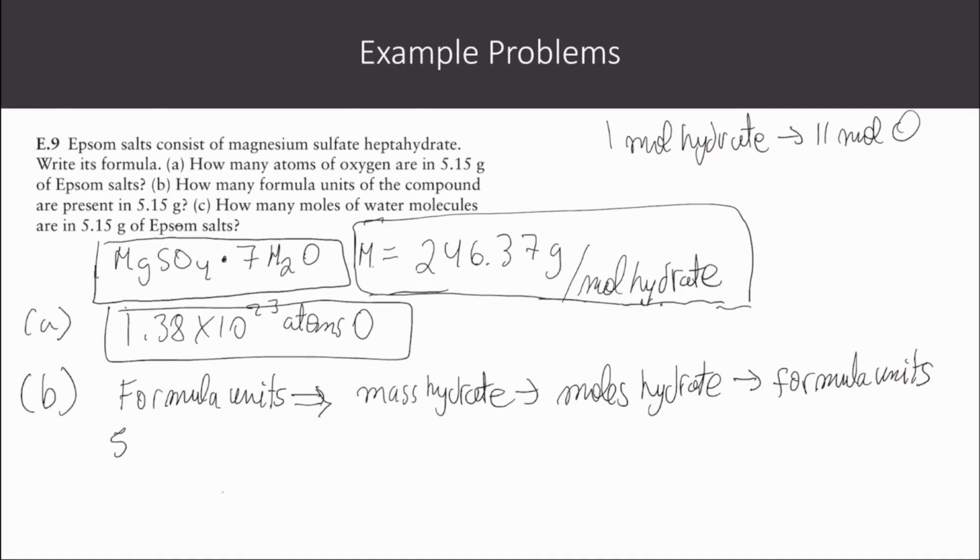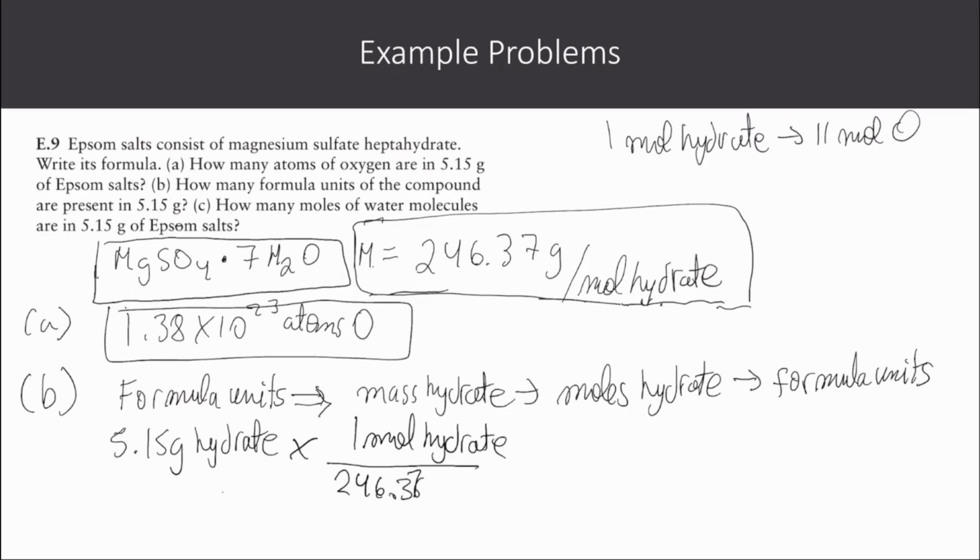So we start with 5.15 grams of hydrate. And to go to moles of hydrate, we already know that we can use the molar mass of the hydrate. For every 1 mole of hydrate, we have 246.37 grams of hydrate. So the units of grams of hydrate cancel, and then we're left with moles of hydrate.